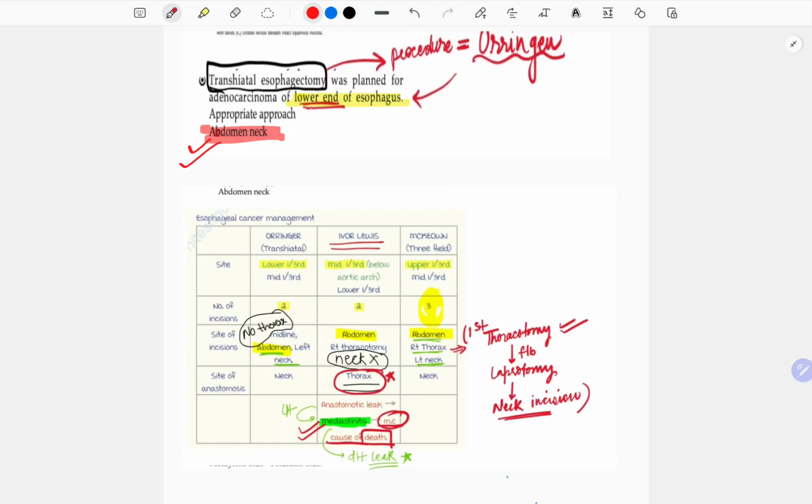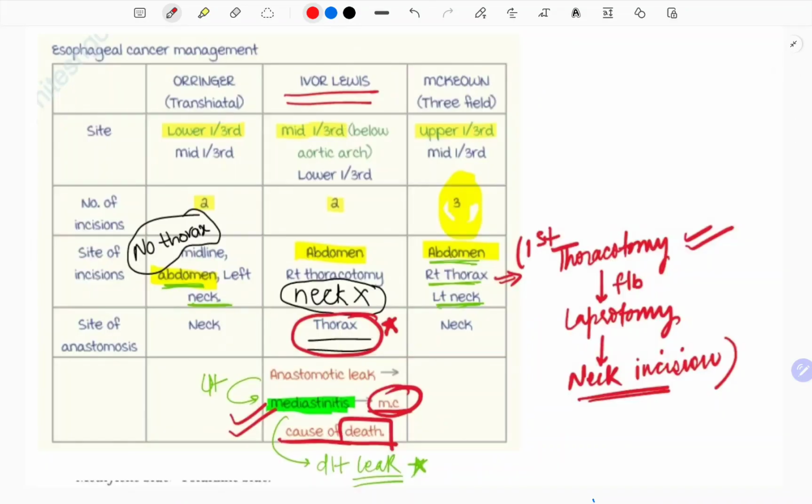Now let's quickly do the 3 different types of esophagectomies, which is the treatment of choice in case of surgical approach to carcinoma esophagus. So there are 3 approaches. First is the Orringer's, second is the Ivor-Lewis, and the third is McKeown. Just remember that in McKeown, 3 incisions are made. The 3 incisions are in the abdomen, right thorax and left neck. So first we will do the posterolateral thoracotomy, followed by laparotomy, followed by neck incision.